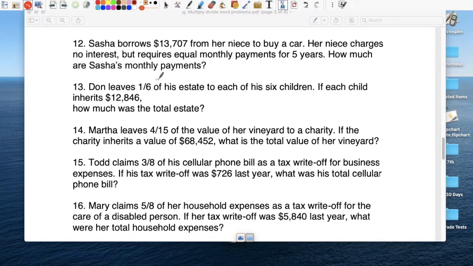So Don leaves 1/6 of his estate to each of his 6 children. If each child inherits $12,846, how much was the total estate? So you have something here. Let's divide this by 6, right?